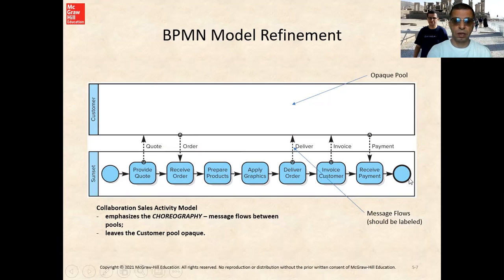and then we get the payment, and this is where it's closed. So the collaboration sales activity model emphasizes the choreographic, the message flows between the two pools, but we don't focus on the other party's pool, and leave the customer pool blank.